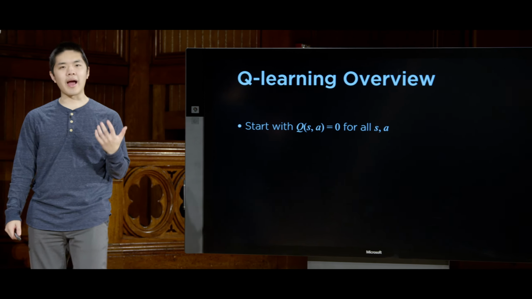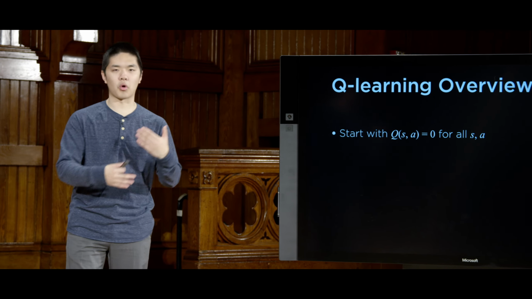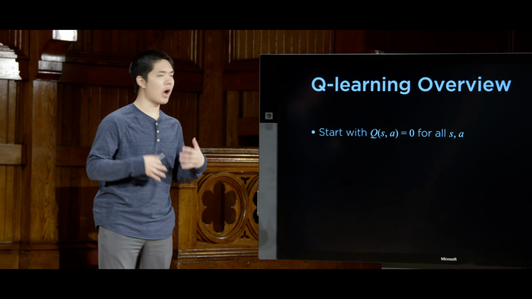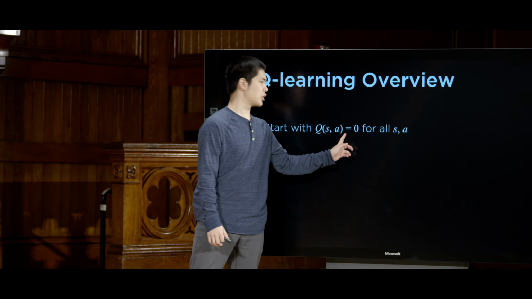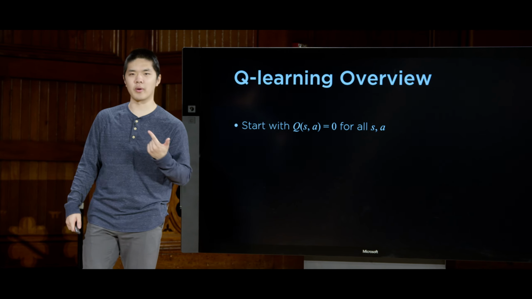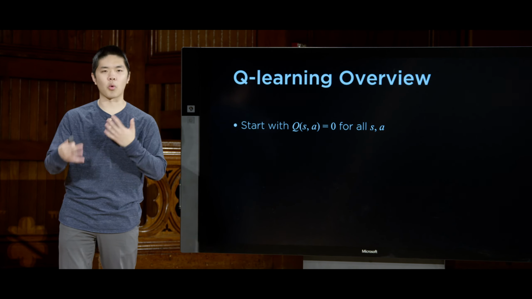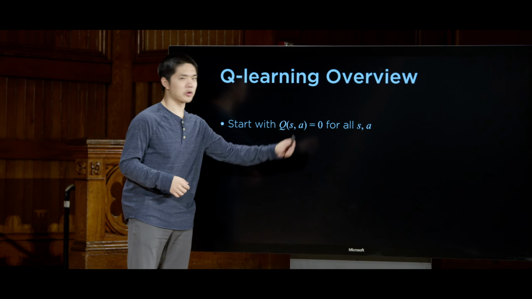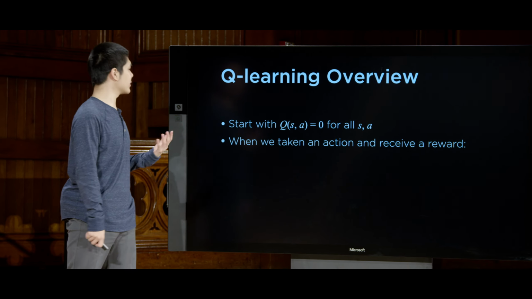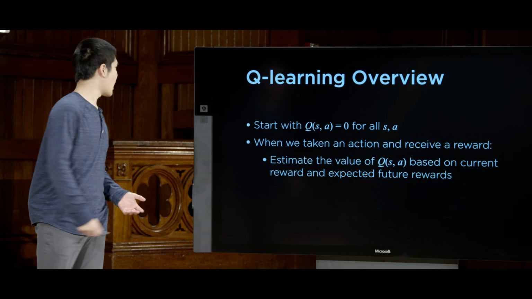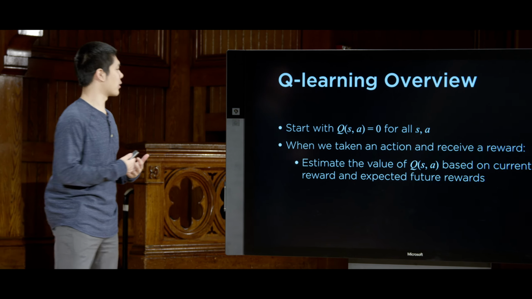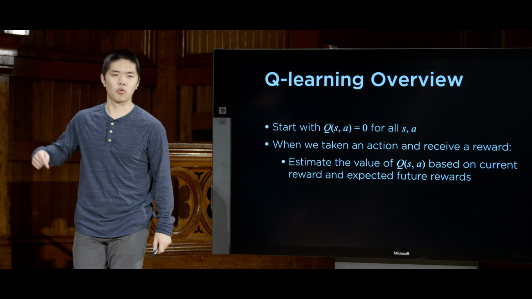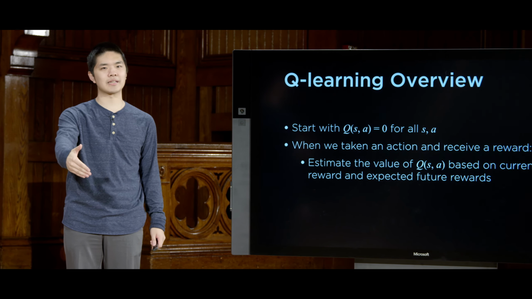But then as I interact with the world, as I experience rewards or punishments, or maybe I go to a cell where I don't get either a reward or a punishment, I want to somehow update my estimate of Q(s, a). I want to continually update my estimate of Q(s, a) based on the experiences and rewards and punishments that I've received, such that in the future, my knowledge of what actions are good in what states will be better. So when we take an action and receive some sort of reward, I want to estimate the new value of Q(s, a). And I estimate that based on a couple of different things. I estimate it based on the reward that I'm getting from taking this action and getting into the next state.